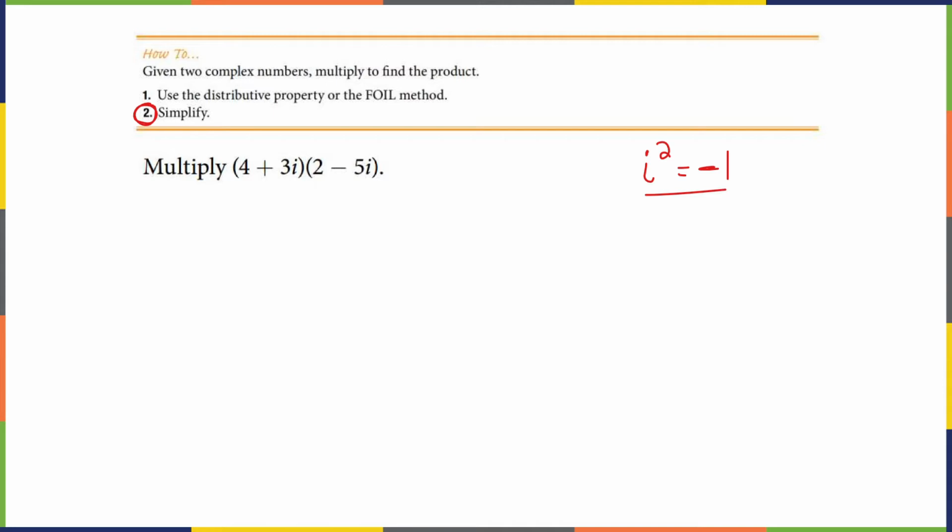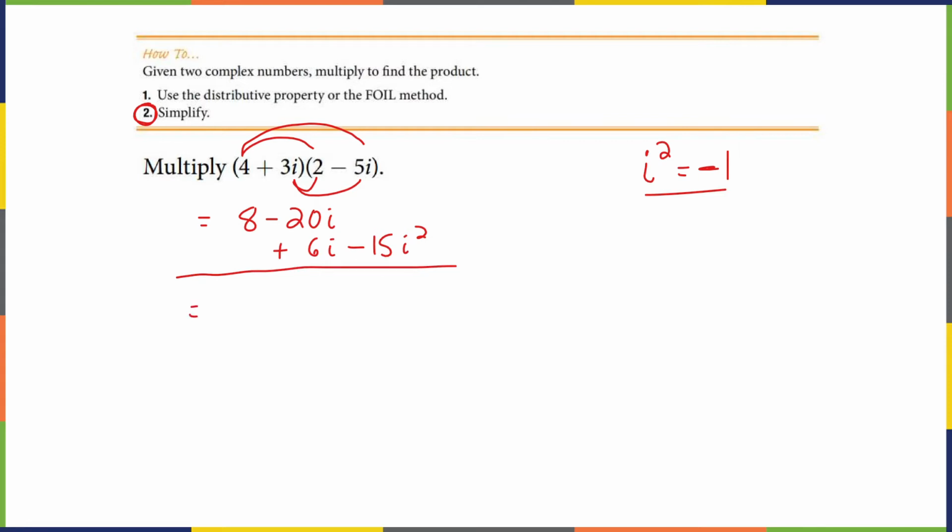Okay, let's go ahead and FOIL. So first, 4 times 2 is 8. Outside, 4 times -5i is -20i. Inside, 3i times 2 is 6i. And last is 3i times -5i, which is -15i squared. So at this point, I'm going to add down. I have 8 minus 14i, and then minus 15i squared.